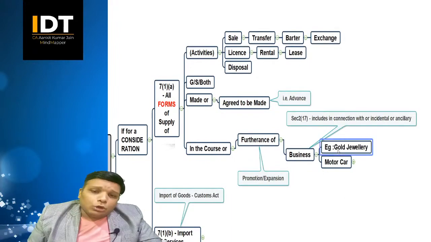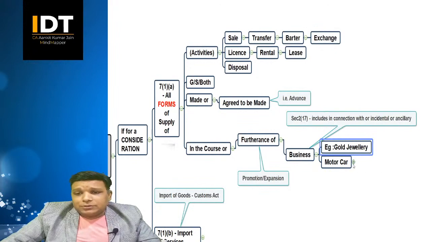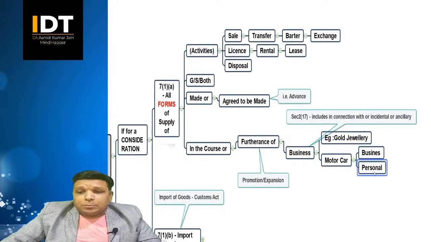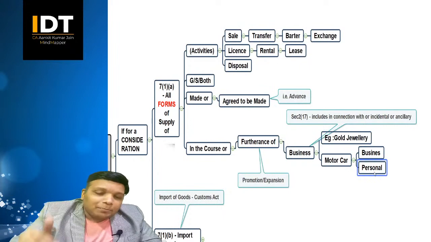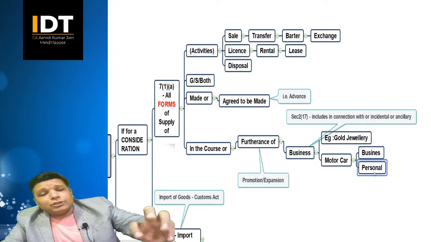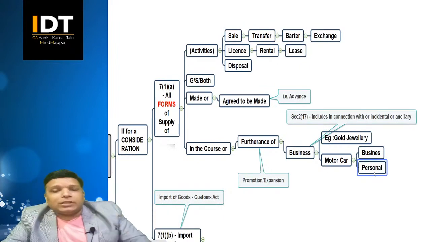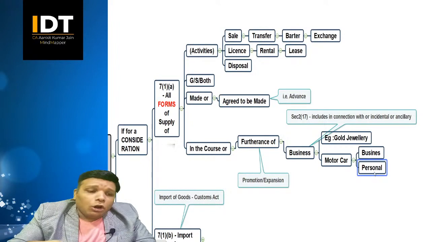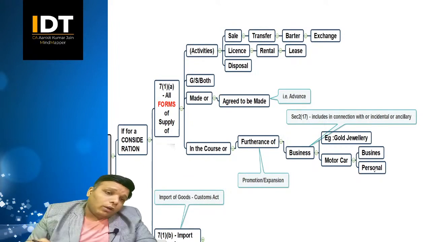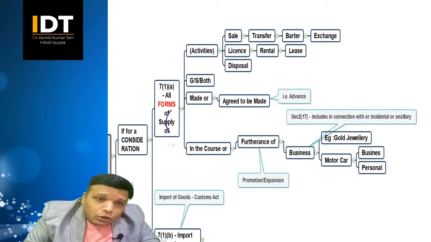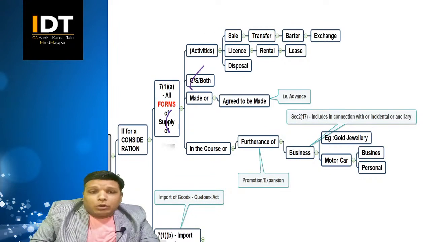Business, example, gold jewelry, motor car. Let us go and see with an example also. This can be business or personal, right? So let me explain with an example so you now understand. So we have understood what 7.1a says. 7.1a states all forms of supply of goods, correct? All forms of supply of goods and services or both. Now, what are the various forms?